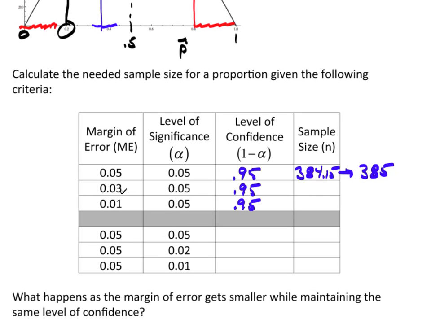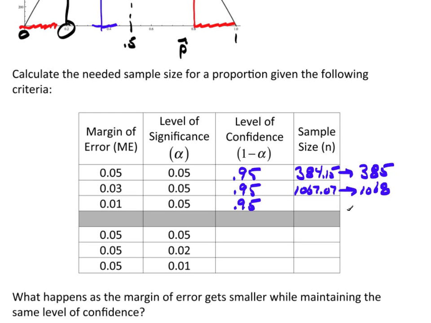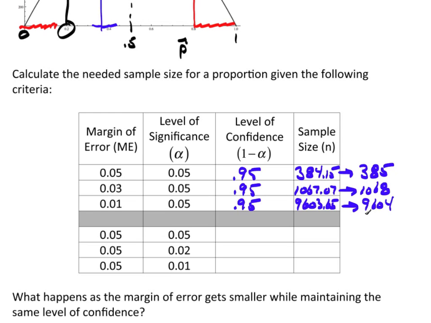So now I'll repeat it with 0.03 and 0.01. So I change my margin of error to 0.03. That sample size is now 1067.07. So again, I round it up to 1068. And 0.01 gives me 9,603.65. So again, I rounded up to 9,604.